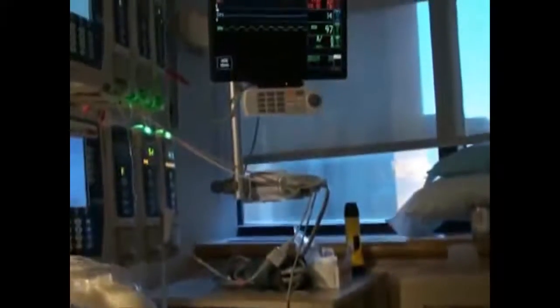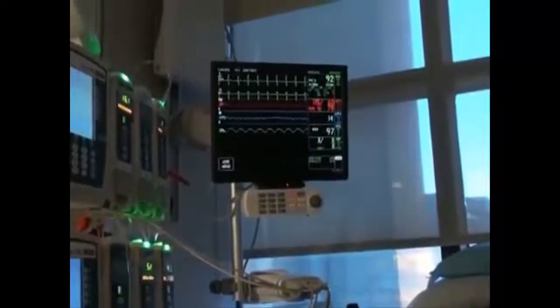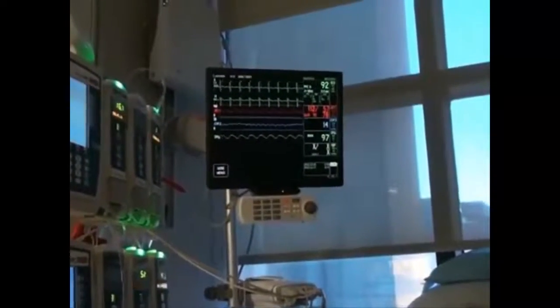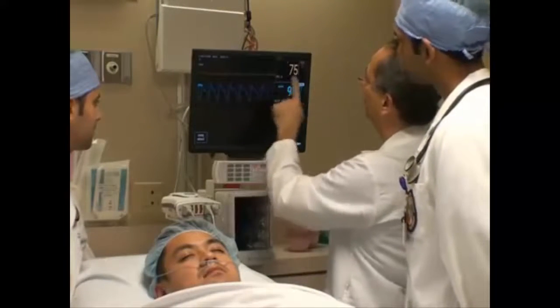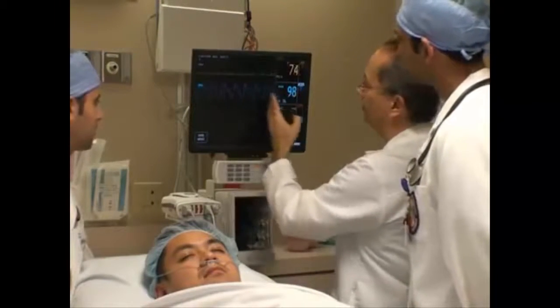Pulse oximetry has now become the standard of care in operating rooms and intensive care units in the United States and many other nations. Although the pulse oximeter is easy to use, the clinician must understand the principles of pulse oximetry and must know how the equipment works in order to interpret the information it provides.